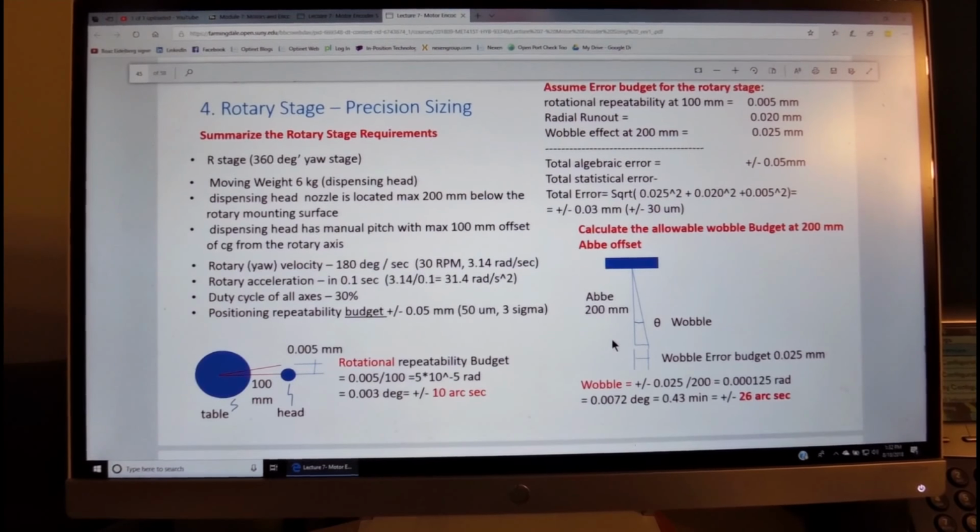The radial runout, we can provide 20 microns, and the wobble effect at 200 millimeters, we can give as 25 microns. And once we decide on 25 microns as a budget, then we can calculate the requirement of the rotary stage in terms of wobble. We simply take that budget of 25 microns, divide by the AB offset, and we find the angle as 26 arcseconds. So when we choose the rotary stage with these assumptions, we better be at 26 arcseconds.